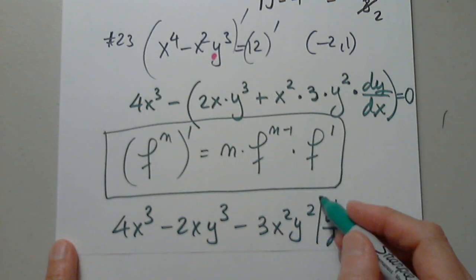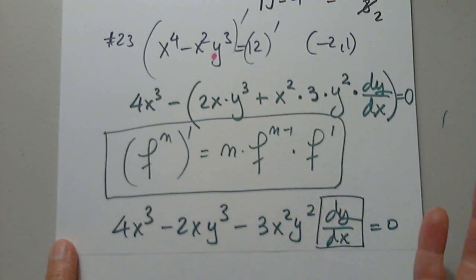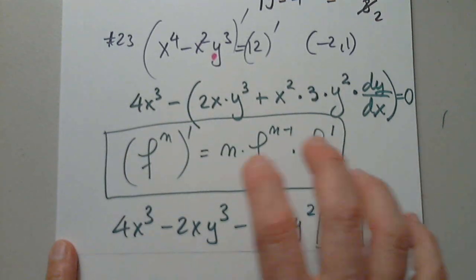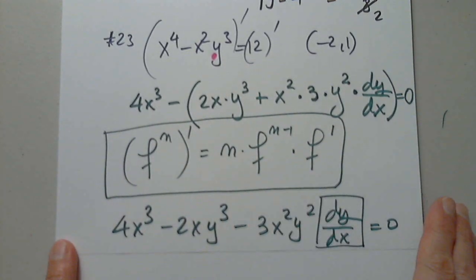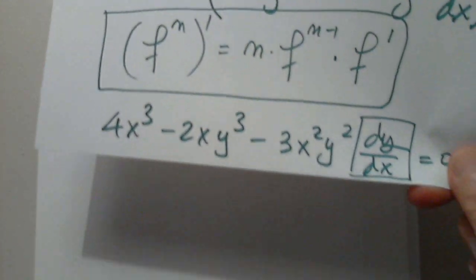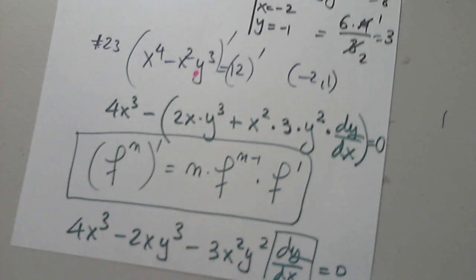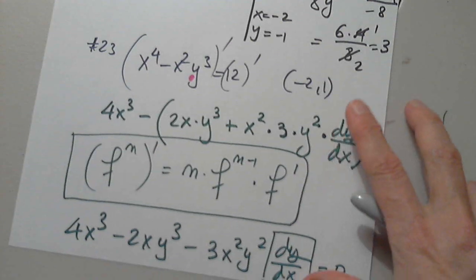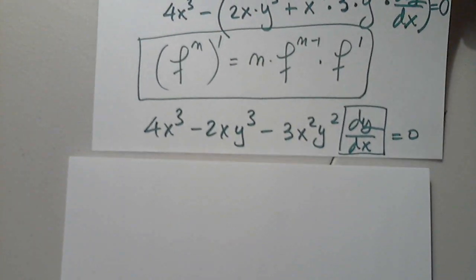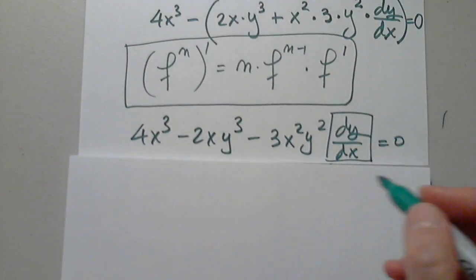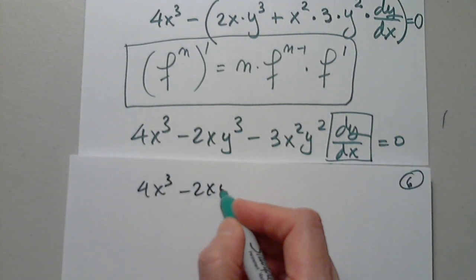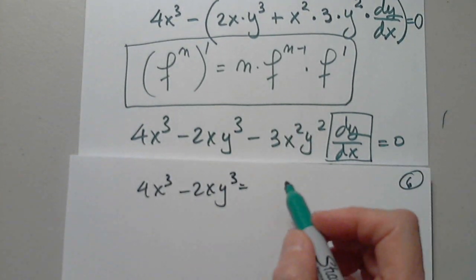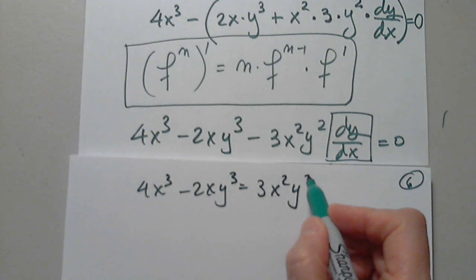And now I know I have to solve for this. No worries. This goes to the other side, or even better, because it's one term, I move this to the other side. So I will keep 4x cubed minus 2xy cubed. So that's my page 6. So 4x cubed minus 2xy cubed equals this to the other side, changing its sign, of course, don't forget that.